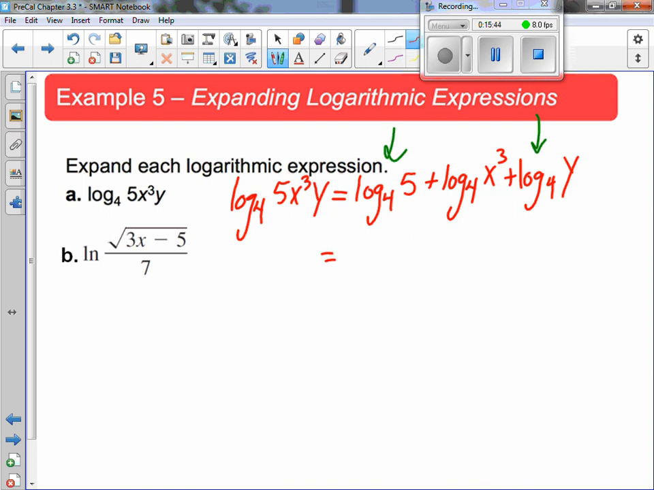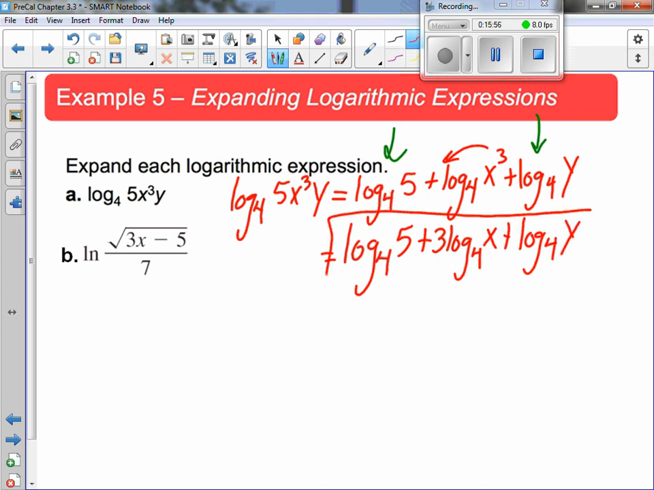But the middle one does have an exponent, yes? So we would move it out front. That's it. Questions on this here? We feel good with this here?